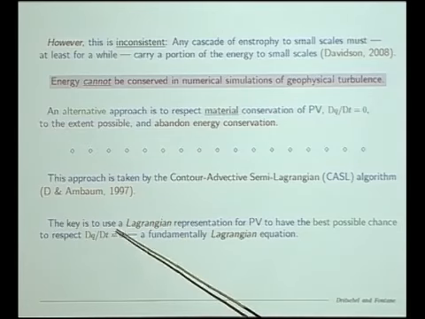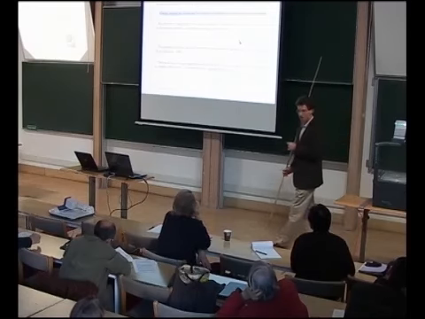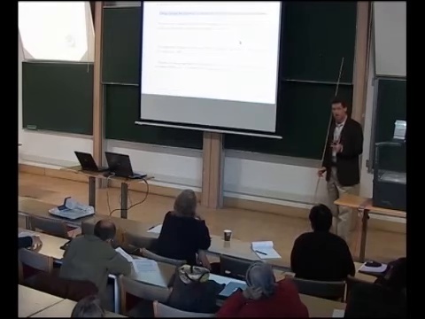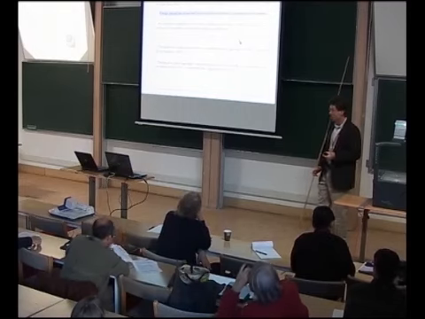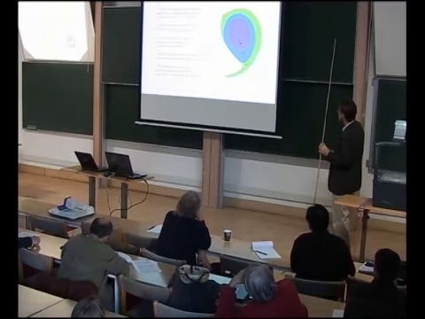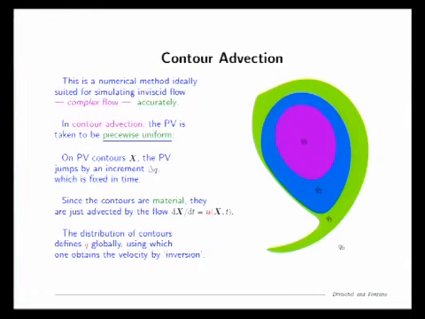And the key idea is to use the Lagrangian representation for potential vorticity to have the best possible chance, again, to the extent possible, to respect dq/dt equals 0, which, after all, is a fundamentally Lagrangian equation. And just so I don't forget to say this, this is not a talk all about PV. It's also a talk about any other tracer that is nearly conserved, that one might want to follow in such models, and there are plenty of them. Water vapor is a good example.